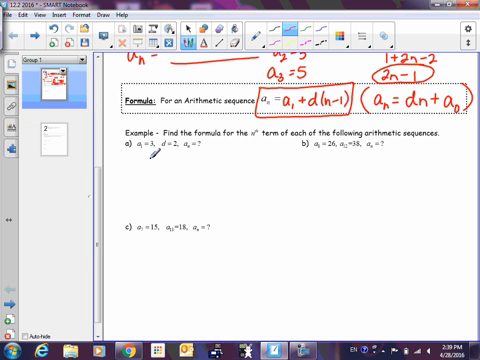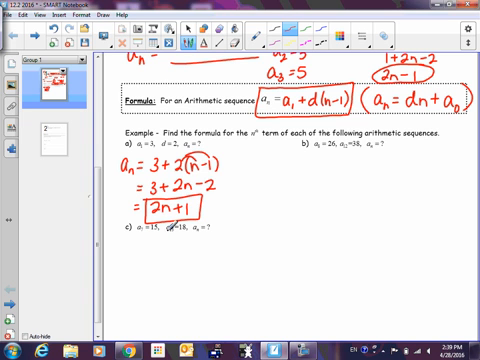Okay, so if you look at this next one, it says find the formula for the nth term. So what we need, I'm using this formula right here, we need the first term. We need the common difference times parenthesis n minus 1. And all I have to do from here is simplify it. So 3 plus 2n minus 2, just distribute the 2. So 2n, and then 3 minus 2 would be 1. That right there is the formula for this particular pattern.